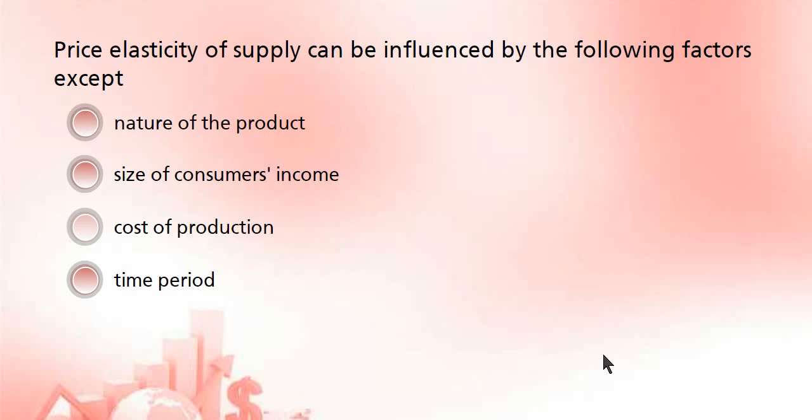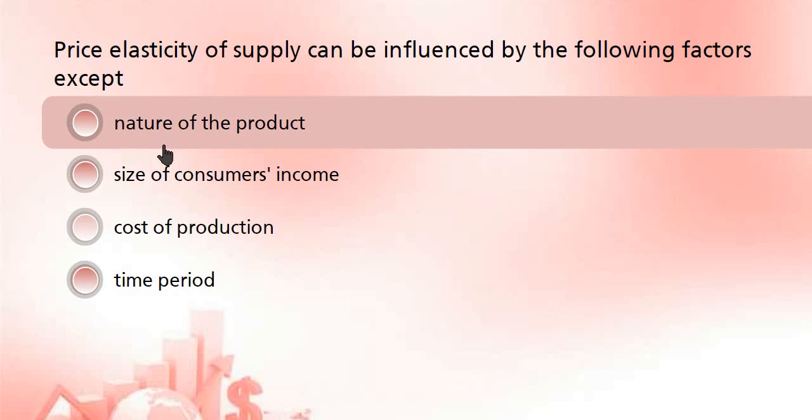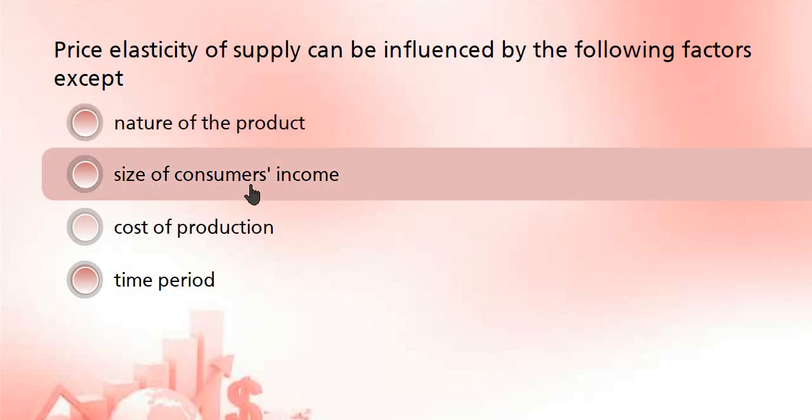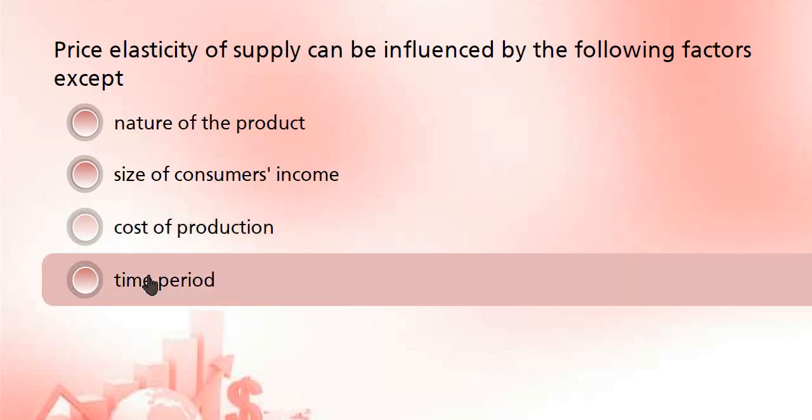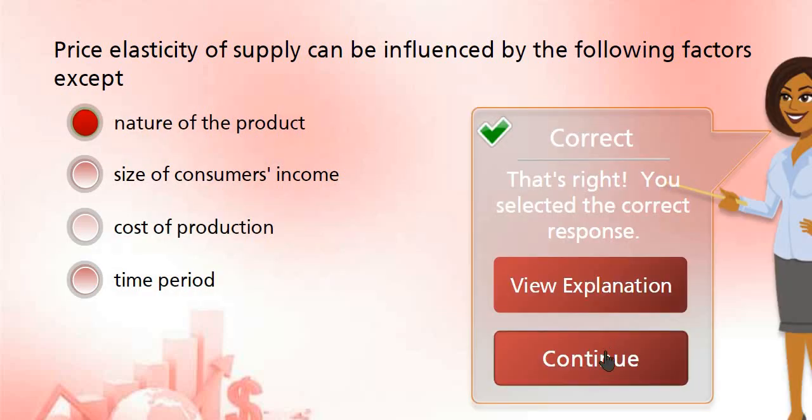Question 12. Price elasticity of supply can be influenced by the following factors, except one of them. Is it nature of the product, size of consumers' income, cost of production, or time period? Now, price elasticity of supply is the degree of responsiveness of quantity offered for sale to change in the price of the commodity. It cannot be affected by the nature of the commodity. So the right answer will be A, nature of the commodity.